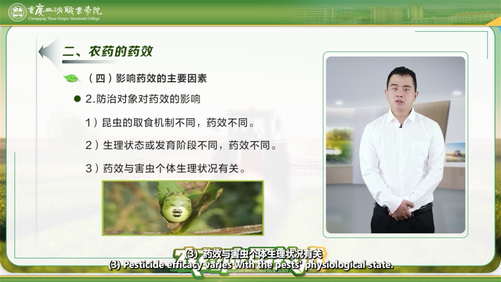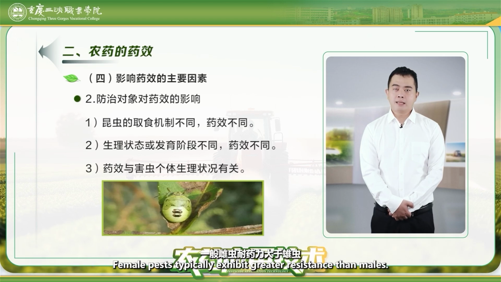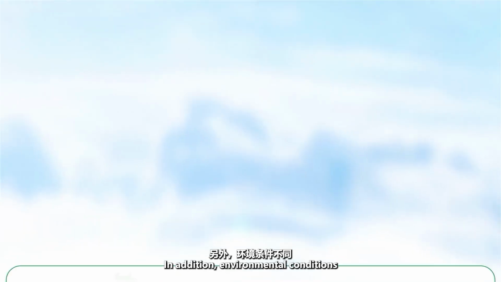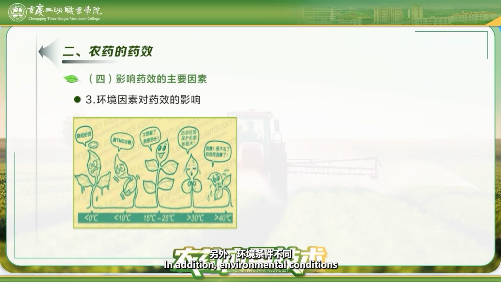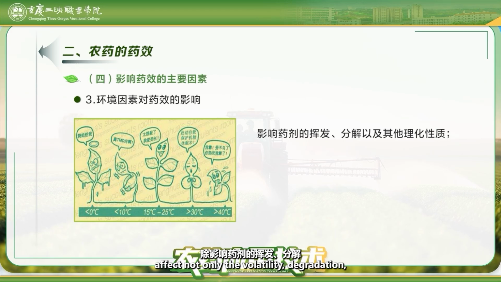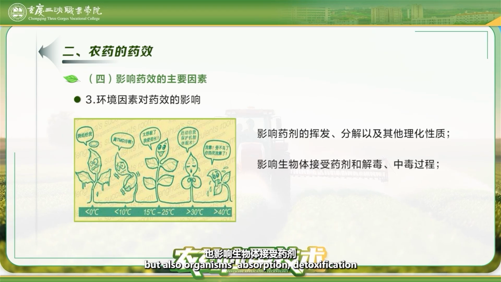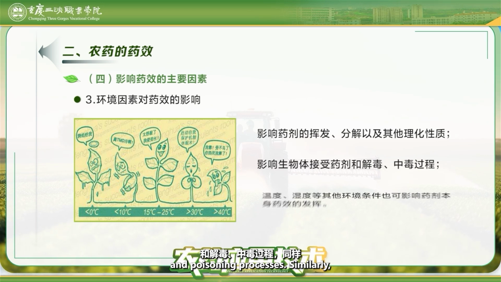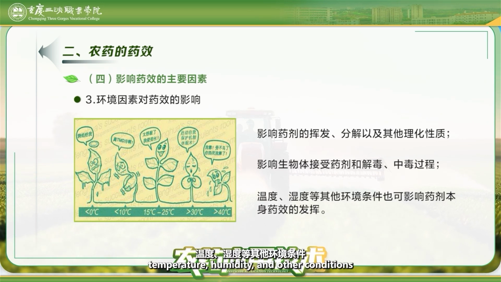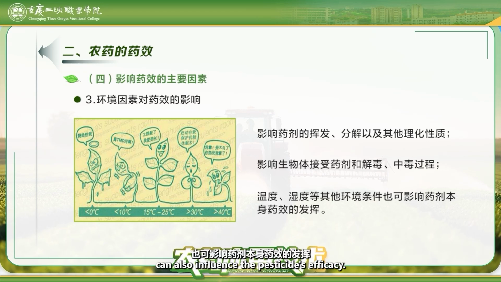3. Pesticide efficacy varies with the pest's physiological state. Female pests typically exhibit greater resistance than males. In addition, environmental conditions affect not only the volatility, degradation, and other physicochemical properties of a pesticide, but also organisms' absorption, detoxification, and poisoning processes. Similarly, temperature, humidity, and other conditions can also influence the pesticide's efficacy.